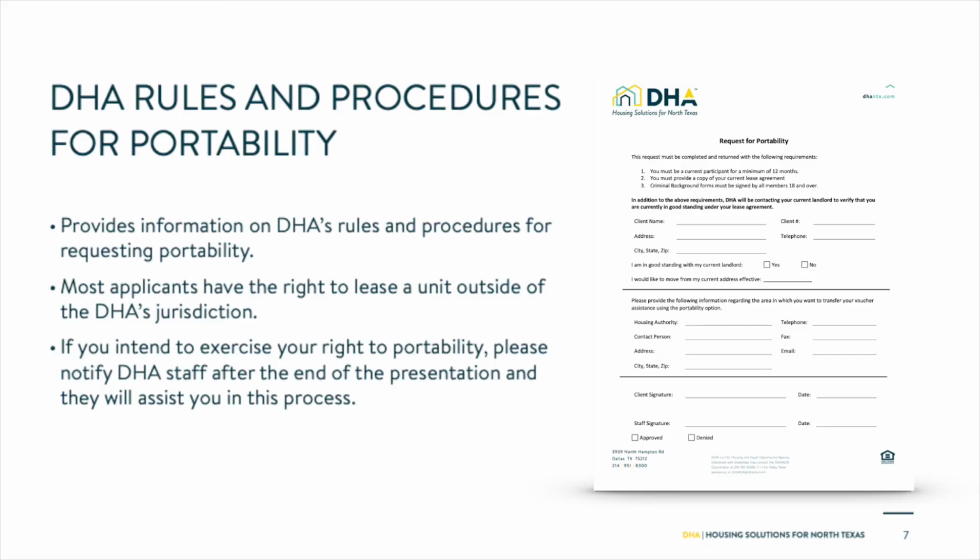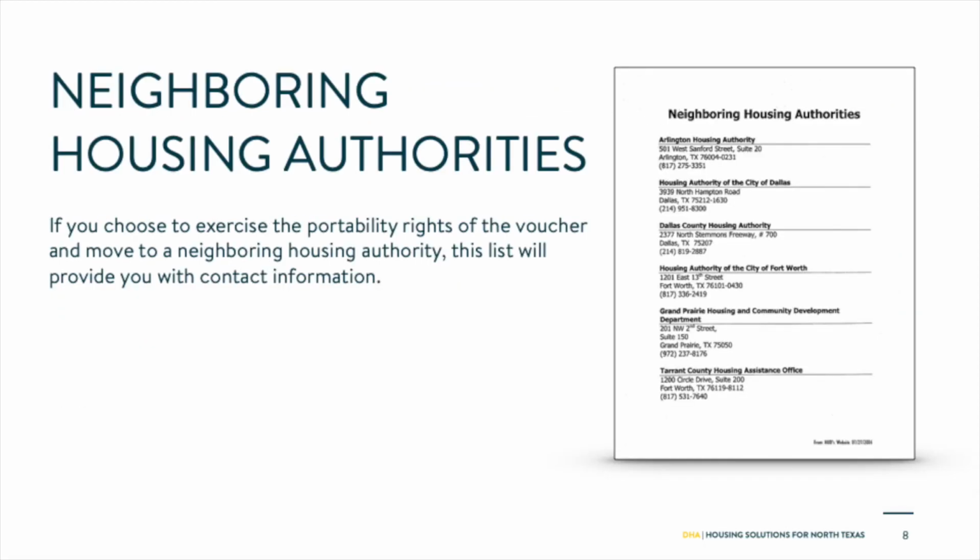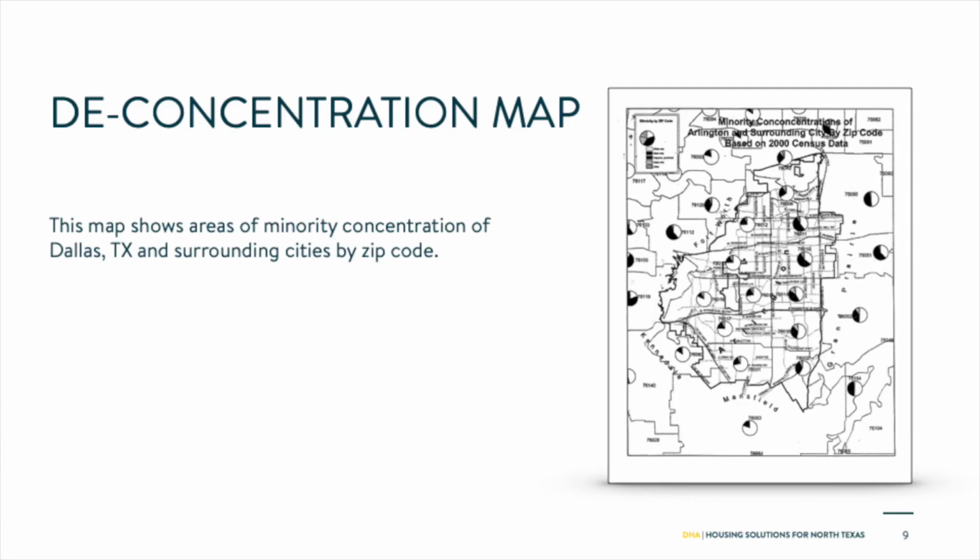This document is included in your briefing packet. For your convenience, we have included a listing of neighboring housing authorities with contact information for their personnel that process portability. Your packet includes a map of our jurisdiction showing areas of opportunity. You can use this map to help you determine areas you may want to explore living in.